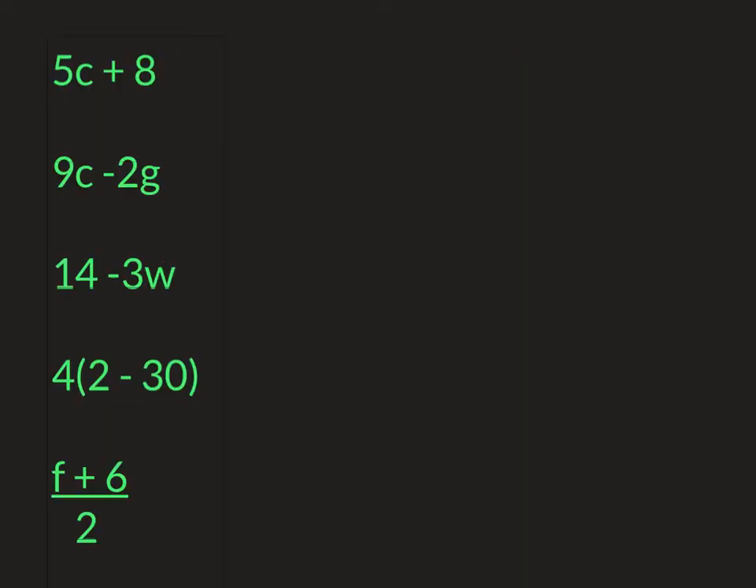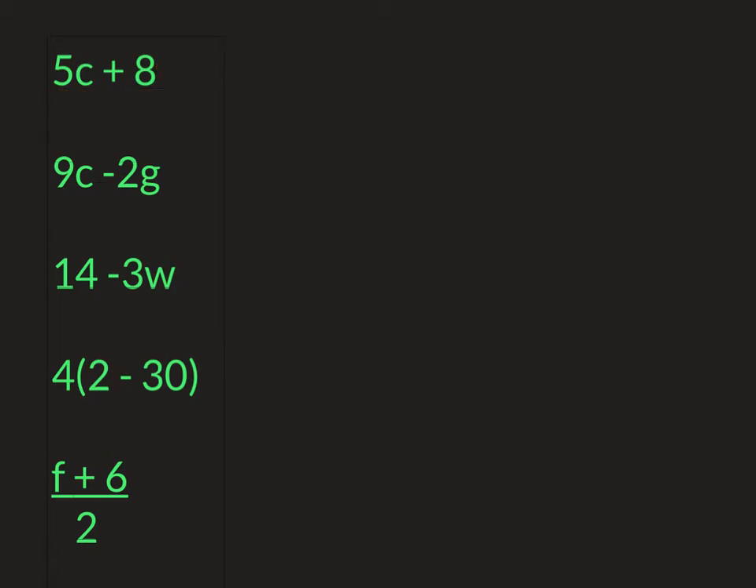So now let's practice with that a little bit, just identifying those pieces. On that first one up at the top, I have two terms. 5c is a term, 8 is a term. That 8 is what we call a constant. The c is called a variable, and that 5 is called a coefficient. So I have a two-term algebraic expression with a coefficient of 5, a variable c, and a constant of 8.